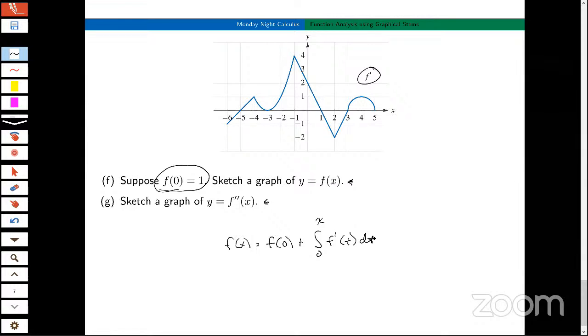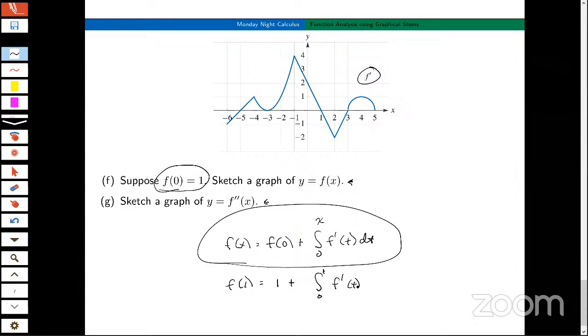So the way that I would teach this is I would start by looking at this expression right here as part of my net change theorem, also a result of the fundamental theorem of calculus. And then I would start plugging in values and use some geometry. So I'll take a look at 1. If I wanted to find f of 1, that would be f of 0, which we're told is 1, plus the integral from 0 to 1 of f prime of t dt.